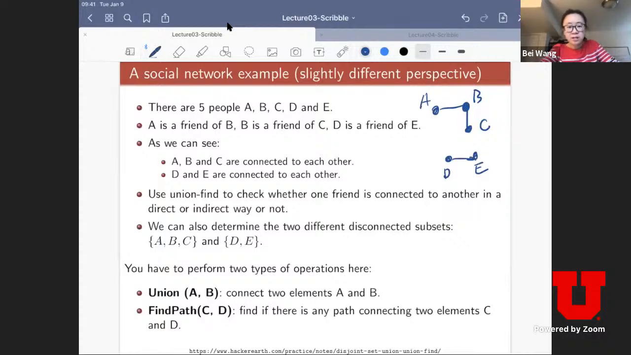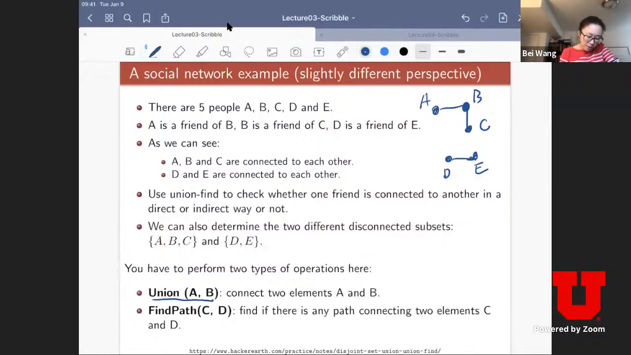So basically we can determine through the union find data structure that there are two different disconnected subsets. A, B, C form a set, D and E form a set, and they are not connected to one another, okay? So essentially the type of operation is, in terms of union, union A B is to say, I would like to connect A with B in the social network example.